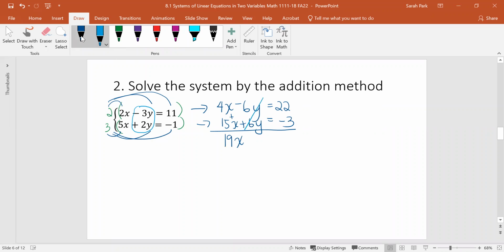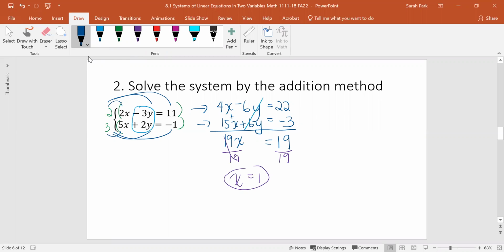That's what we wanted. And now you can see why we're calling it the elimination method sometimes. And again, we call it the addition method because we are adding the two equations together. 22 minus 3 is 19. Okay, so now we divide both sides by 19 and get x is equal to 1. Okay, don't stop here because we have to also solve for y.